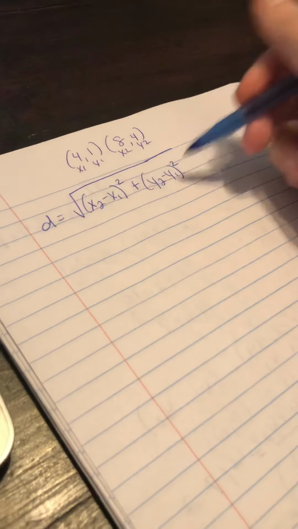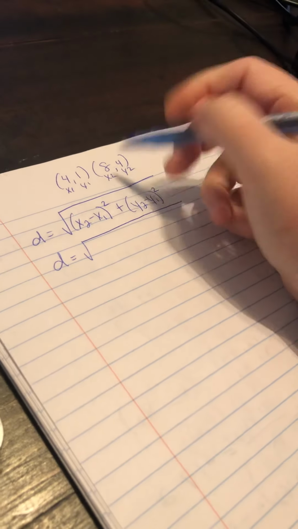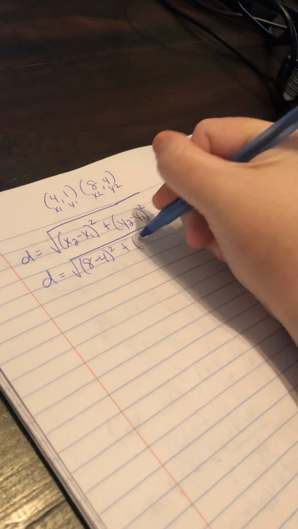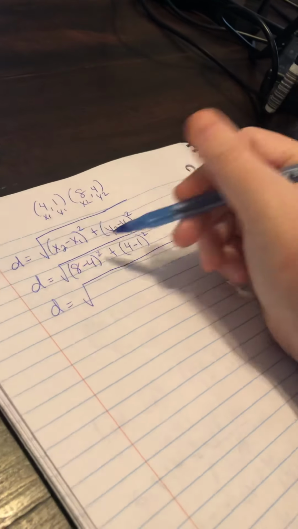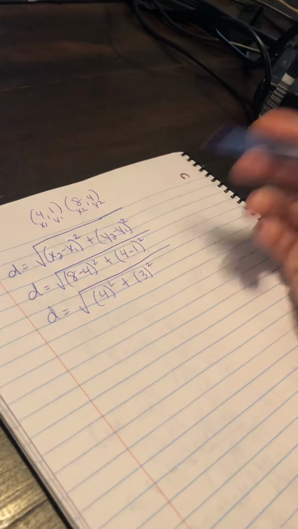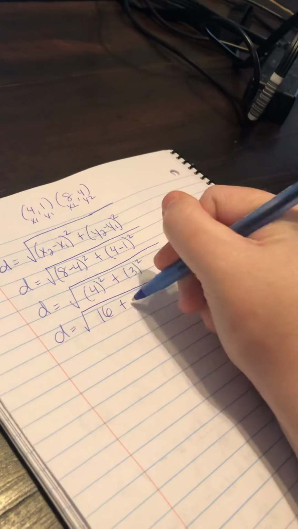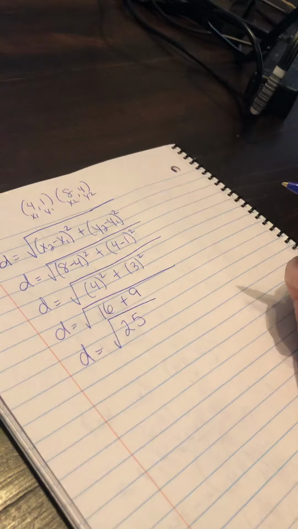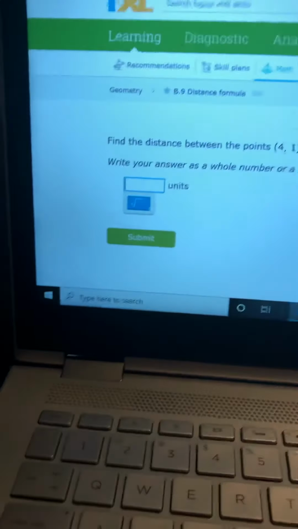So I'm going to take these numbers and plug them in. So D equals the square root. Alright, x2 is 8. x1 is 4. y2 is 4. y1 is 1. I'm going to subtract. So 8 subtract 4 is 4. And 4 subtract 1 is 3. Then I'm going to square them. So 4 squared is 16. And 3 squared is 9. And what's 16 plus 9? 25. What's the square root of 25? 5. So this one, the answer is 5.